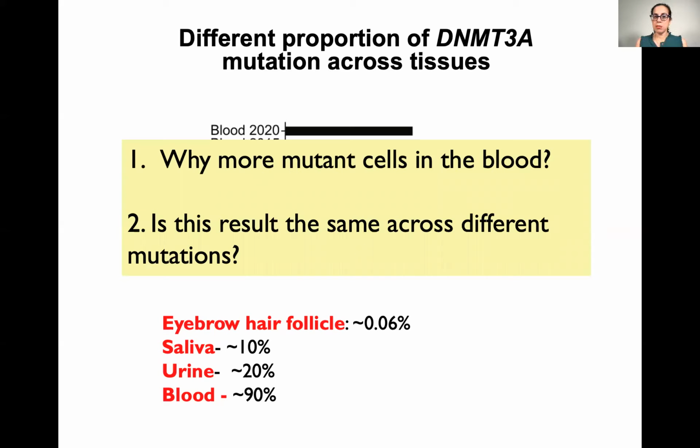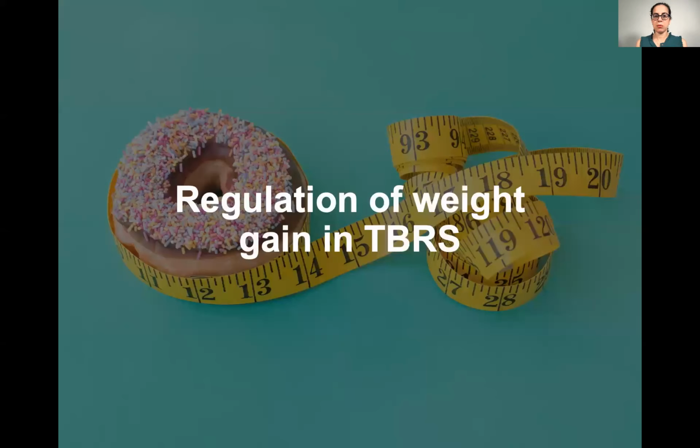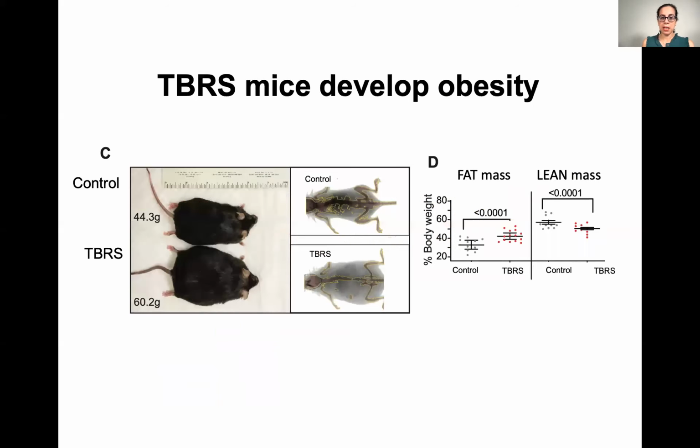But because we had this model of TBRS, one of the things we really noticed is when we started to make mice with TBRS, as for some of the individuals, we saw that some of the concerns are really weight gain. And in the mice, it was really quite striking. This is a control mouse that has a normal DNMT3A. And this is a TBRS mouse model. And you can see by eye that the weight of the mice is really quite big. The mice develop a lot of fat tissue.